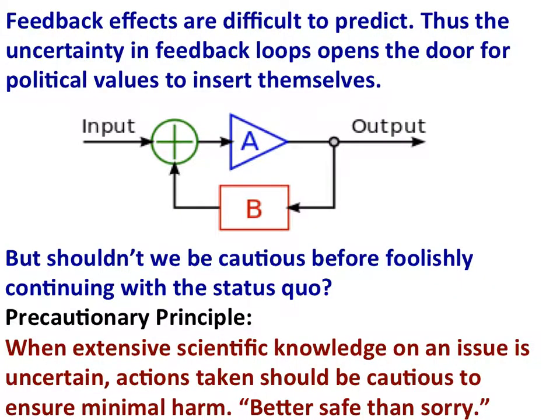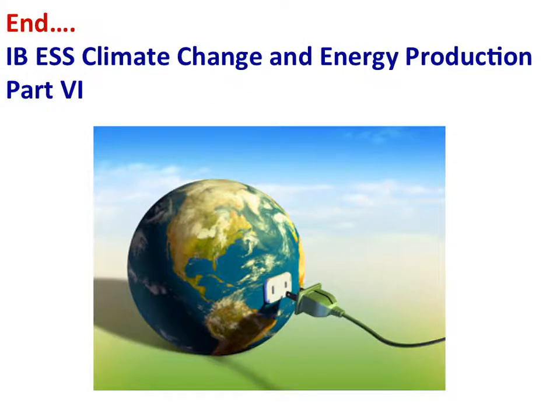Feedback effects are difficult to predict, leaving room for political values to insert themselves. But shouldn't we be cautious before foolishly continuing with the status quo? This is the precautionary principle. When extensive scientific knowledge on an issue is uncertain, actions should be cautious to ensure minimal harm. Better safe than sorry. And that brings us to the end of IBESS Climate Change and Energy Production, Part 6.